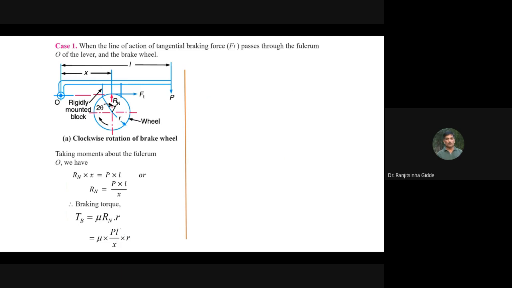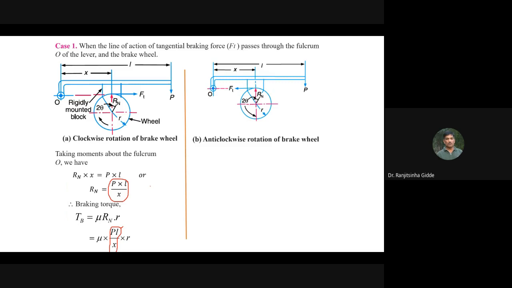Then they have given the value of this Rn that we have seen here. Next, this one is the first case. In that we have seen clockwise rotation of brake wheel. This is rotating in the clockwise. Now what is the change? The only change is with respect to the rotation of the disc.